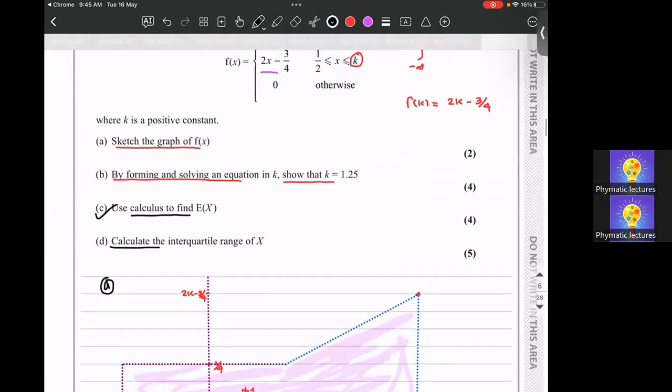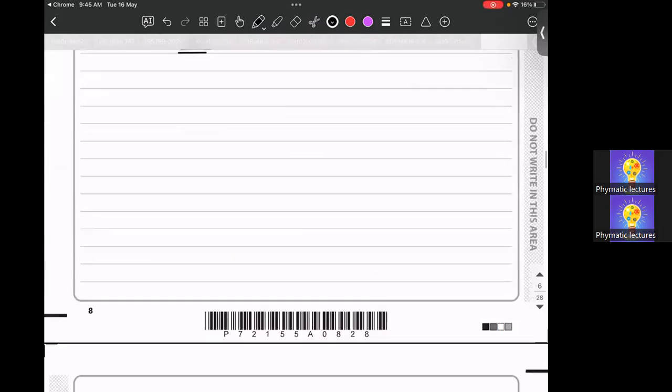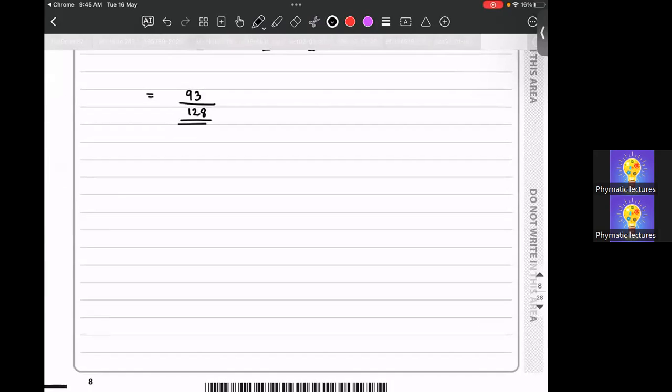Then calculate the interquartile range of this variable x. So what is basically the interquartile range? That is upper quartile minus lower quartile. So how will you find this upper quartile and lower quartile?